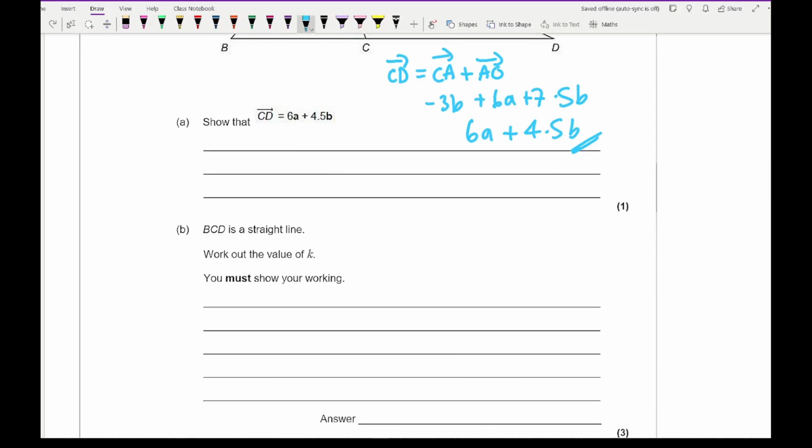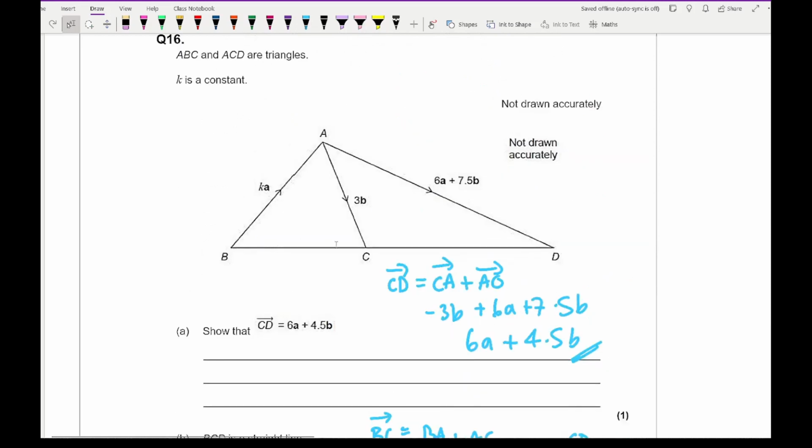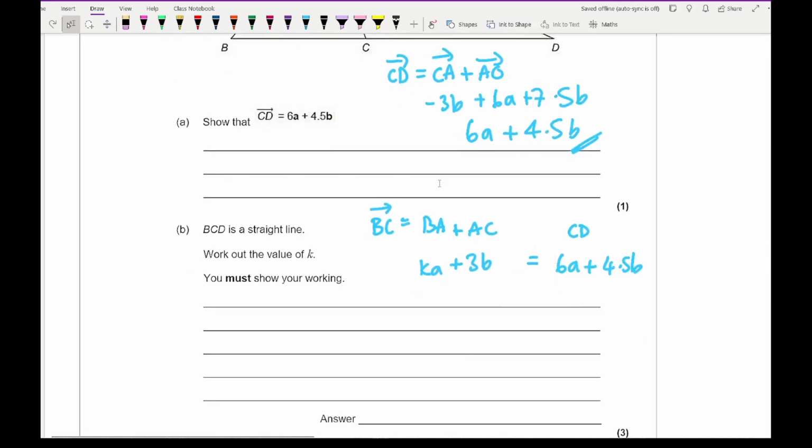So again here, I've got BC is going to be equal to BA plus AC. Now BA is ka and AC is 3b. And then if I make that equal to CD, which is 6a plus 4.5b, because they lie on a straight line, so BC and CD, one must be a multiple of the other, so we just want to compare the coefficients.